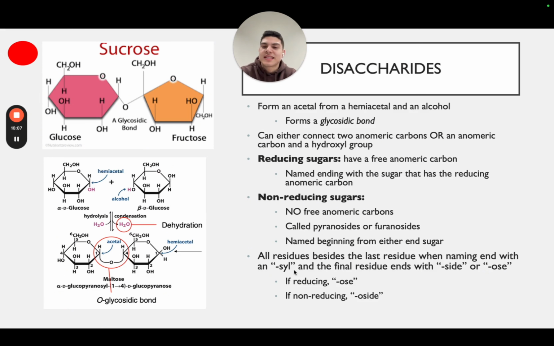And then, all residues besides the last residue in the naming end with "yl", and the final residue ends with "side" or "ose". These are little nomenclature tips: if it's a reducing end, it's going to end with an "ose". So in this case, on this disaccharide to the right, we see that it ends with an "ose". Whereas if it's non-reducing, it's going to say "oside". So if let's say this anomeric carbon was not free and it was a non-reducing sugar instead, this glucopyranose would not be glucopyranose, it would be glucopyranoside. So that's just the difference between the two in nomenclature. It'll help a little bit in terms of memorizing all the nomenclature.